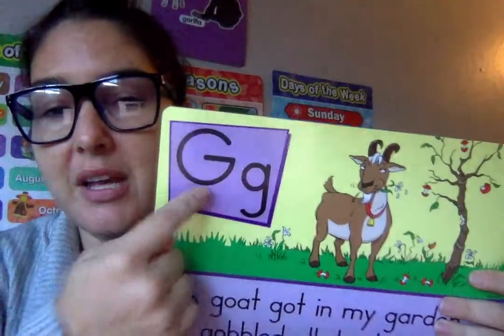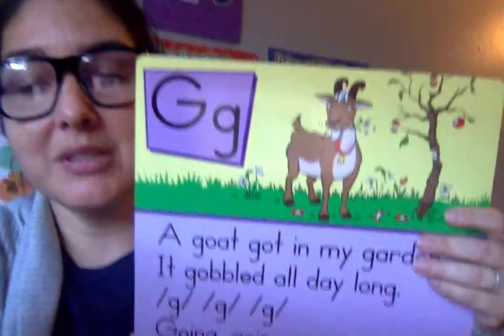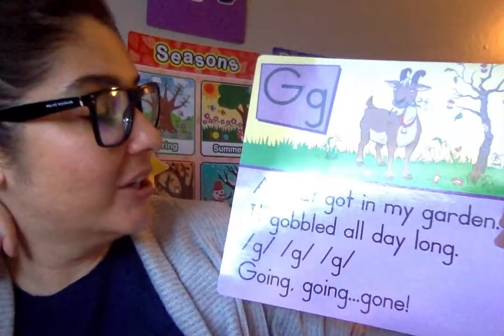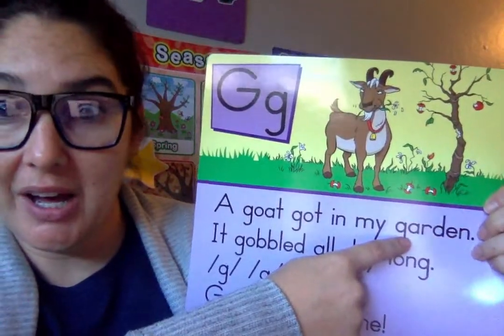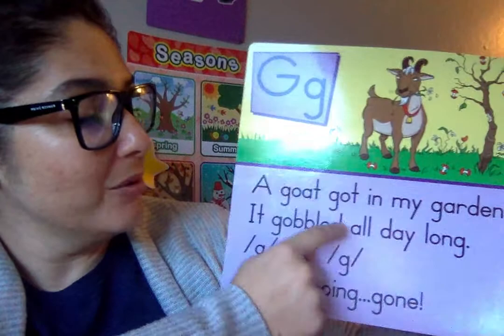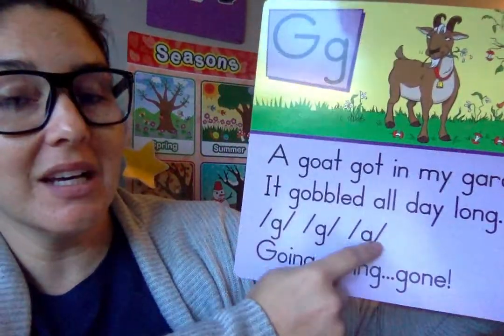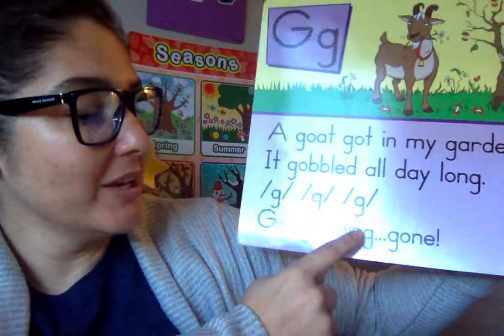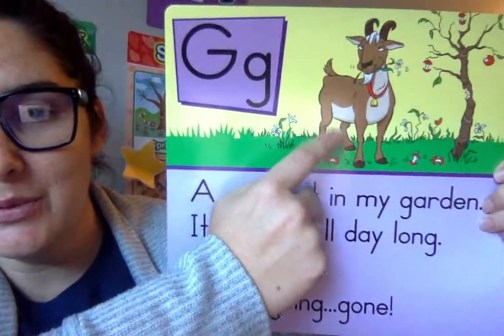Here's our letter G. And what is this? A goat. A goat got in my garden. Uh-oh. It gobbled all day long. G, g, g. Going, going, gone. That silly goat.